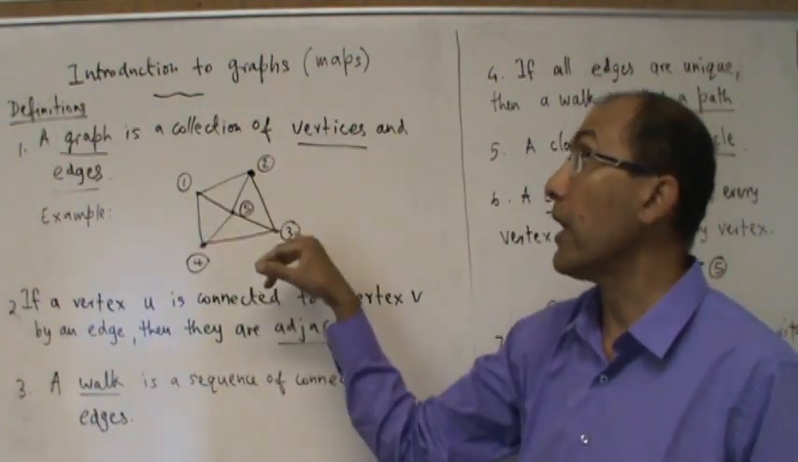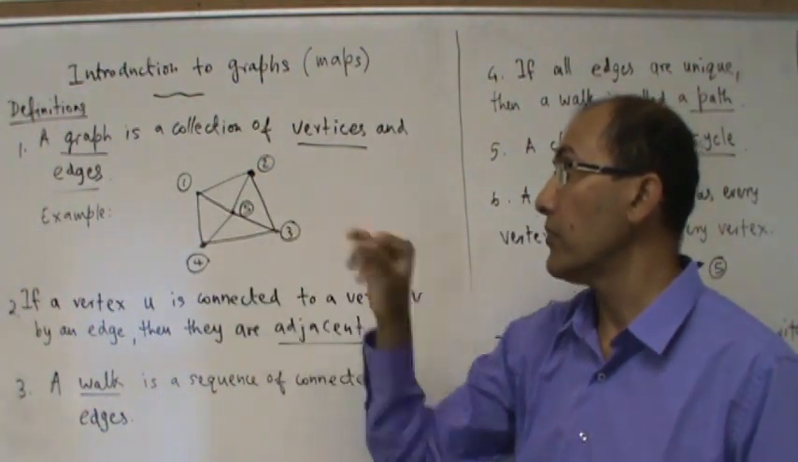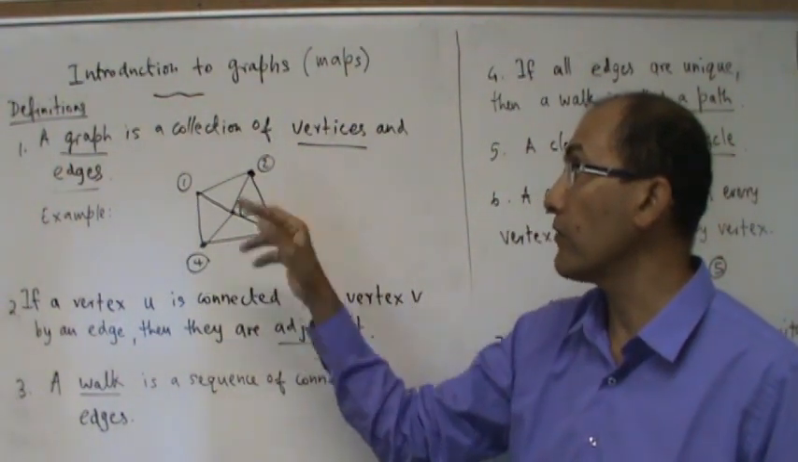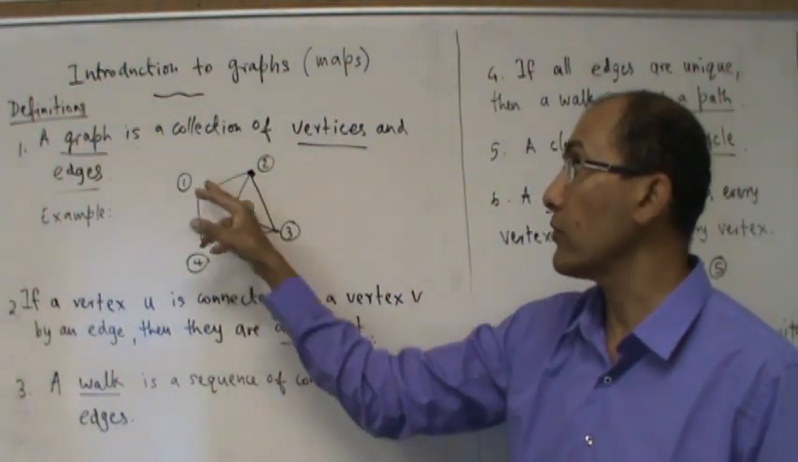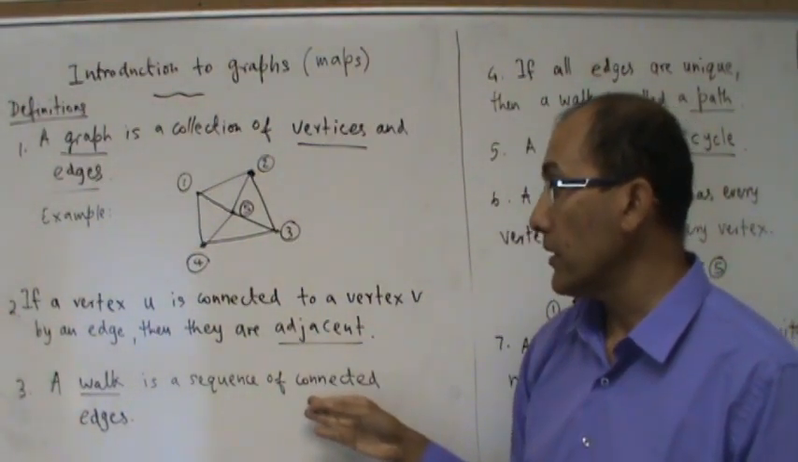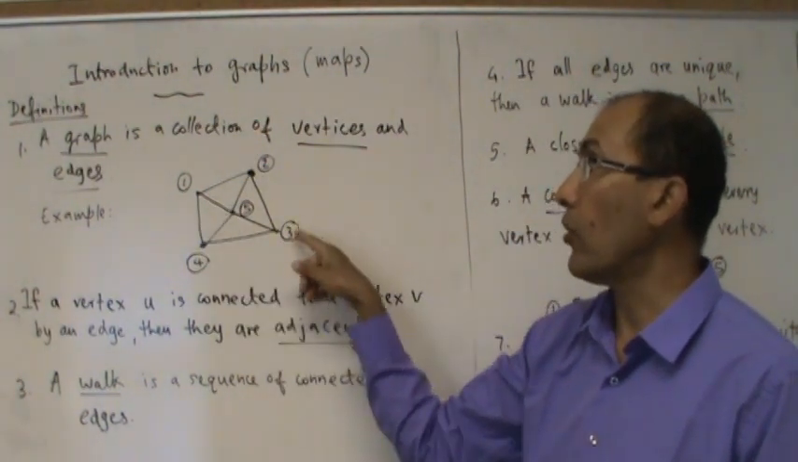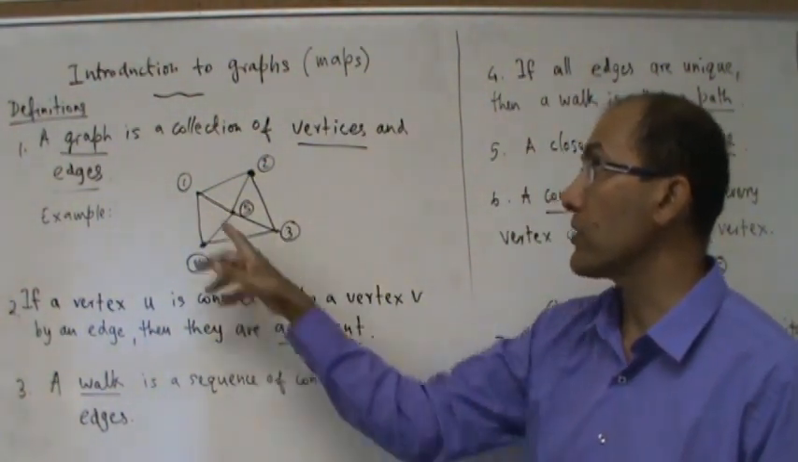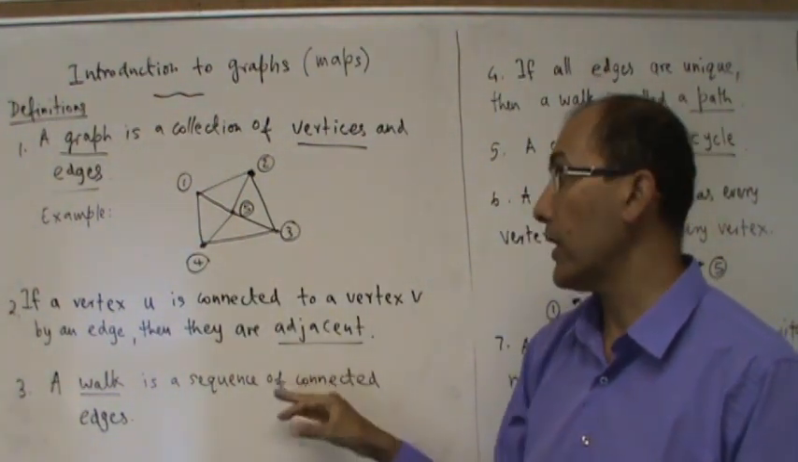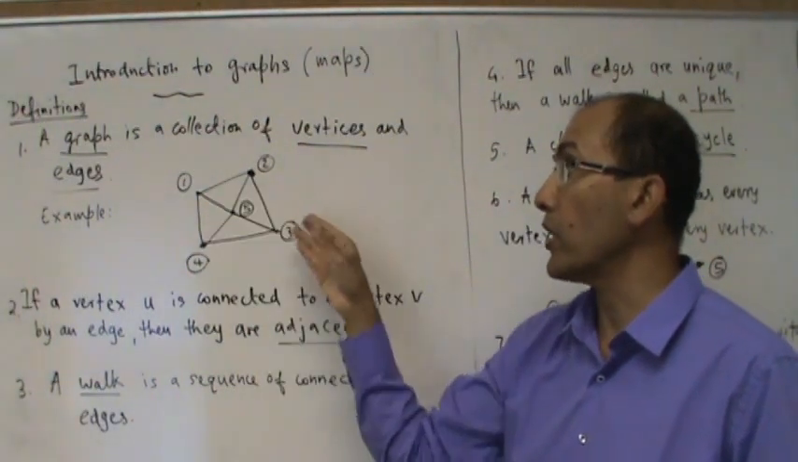I can go from 1 to 5 to 3 or 1 to 4 to 3, but 1 and 3 are not adjacent in this diagram. But 1 and 4, 1 and 2, 1 and 5 are adjacent. A walk is a sequence of connected edges. So that means I can go for a walk. If I just start at 1 and go somewhere, I will go for a walk. As long as it's a sequence of connected edges, I can go on a walk from 1 to 3.